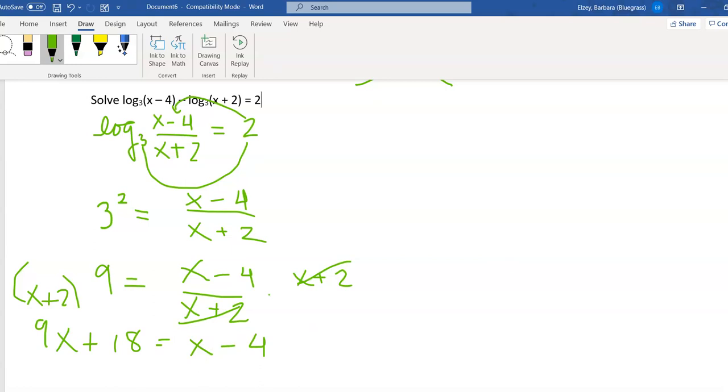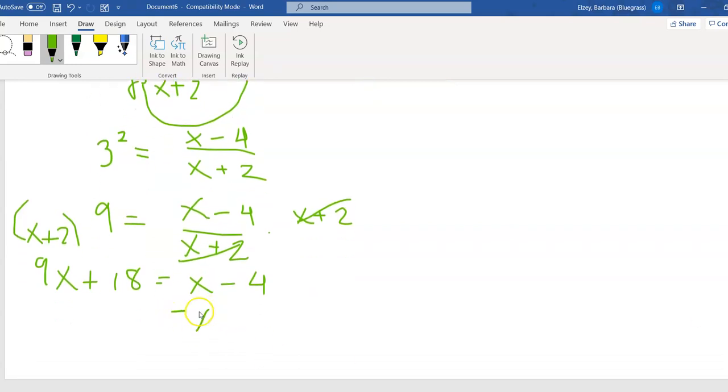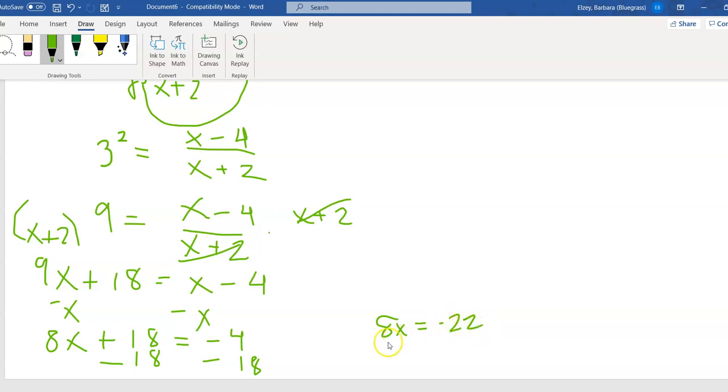And let's continue solving. So let's subtract x and get our x's together. So that'll give me 8x plus 18. I still have this negative 4. And then let's subtract our 18. And that's going to give me 8x equals negative 22. And then divide out our 8. Now let's reduce this fraction. We get 2 goes into the top, negative 11 times, and into the bottom 4 times.